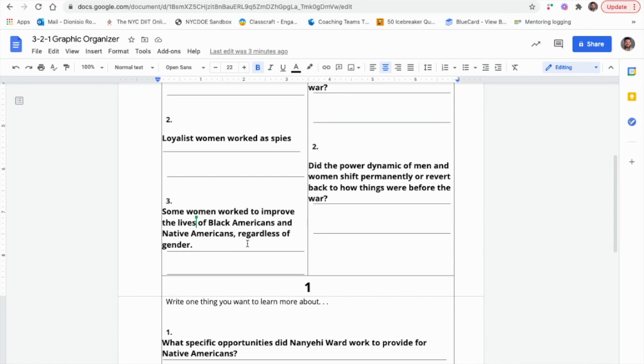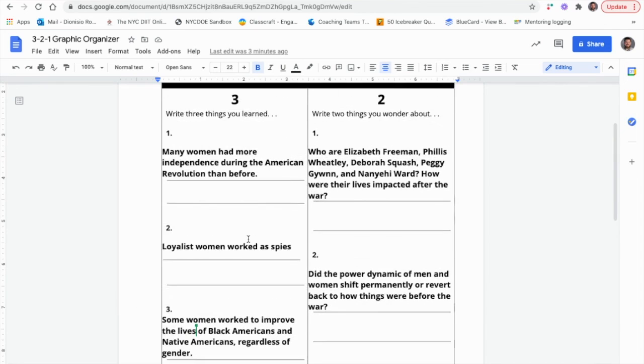Okay, now it is your turn. And remember that you can apply this strategy to lots of readings, films, or lessons that you are learning about in social studies class.